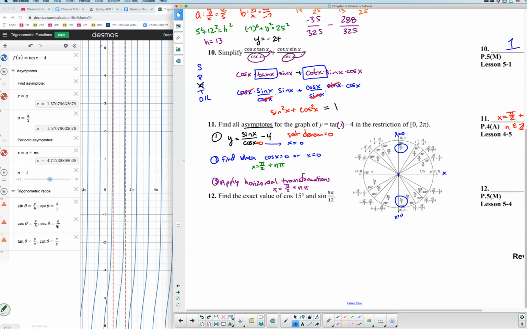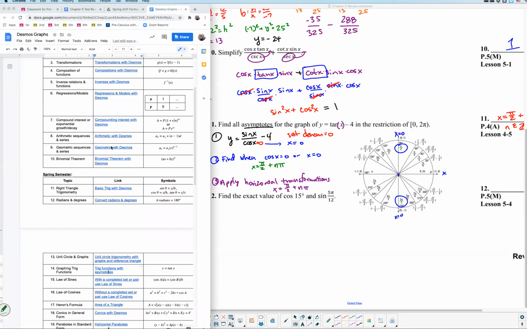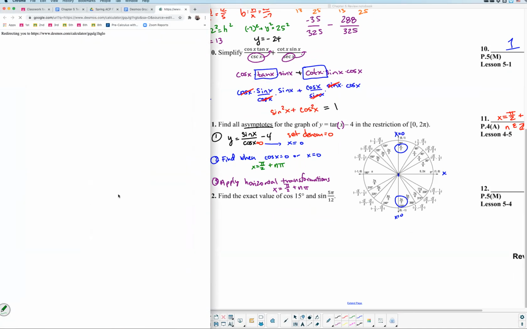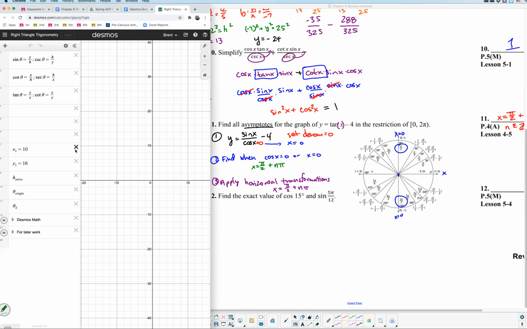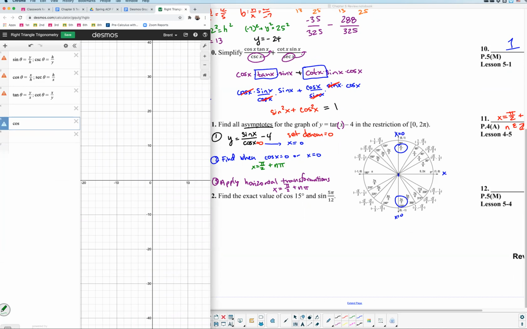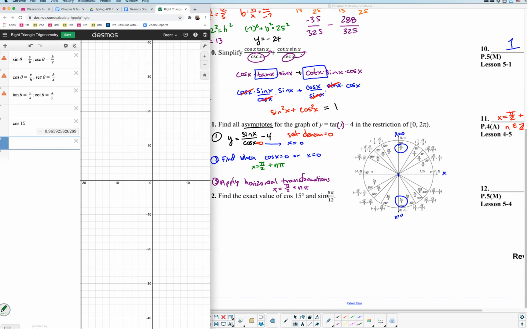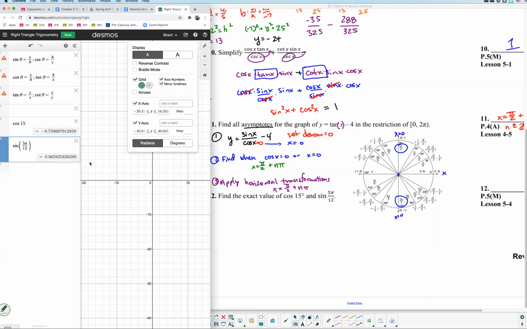All right, number 12. What I want to do in number 12 is get back to just the basic trig, so I'm closing off this other stuff, and all we're looking at are these 3 lines. It says find the exact value of cosine 15 degrees. Let me check my mode here, degrees. So that would be the correct answer. And sine of, in parentheses, 5 pi over 12. Now this one would be in radians, so you need to switch the mode to radians.